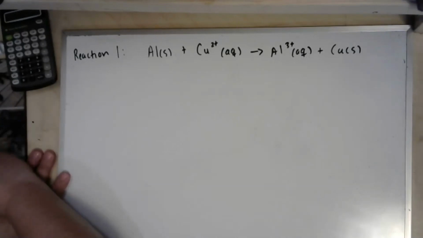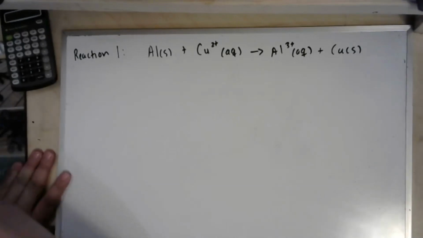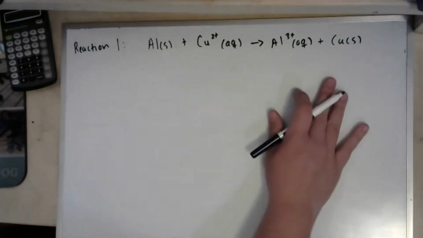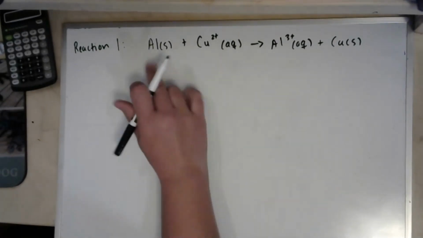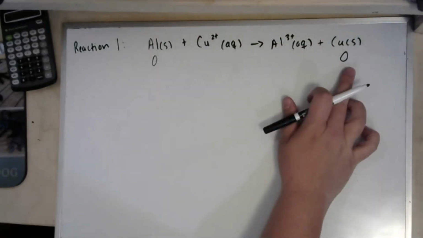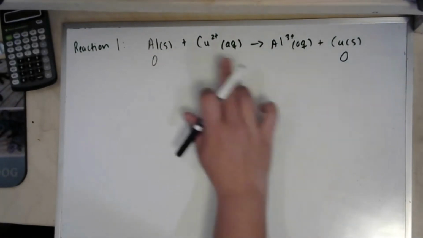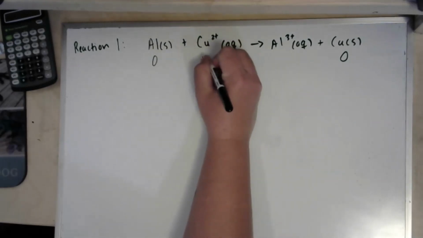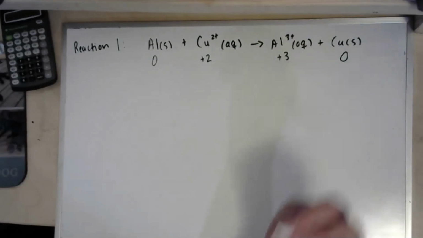Sometimes it's easier to see when you're actually going through the process. So let me pause this a minute and write down the reactions. This is going to be our first reaction, and we're just going to go through step by step to balance these out. Step 1 is to assign oxidation states to everything. Our free elements, which are aluminum and copper metal, are both neutral, so they're both going to have oxidation states of 0. Copper ion and aluminum ion are both monoatomic ions, so they'll have the same oxidation number as their charges.